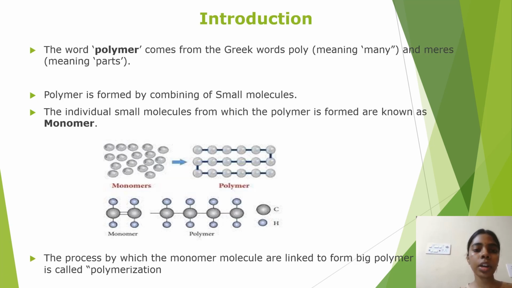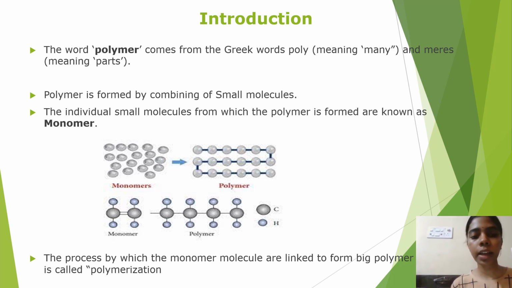Introduction. The word polymer comes from the Greek words "poly", meaning many, and "mers", meaning parts. A polymer is formed by combining small molecules. The individual small molecules from which a polymer is formed are known as monomers. The process by which the monomer molecules are linked to form a big polymer is called polymerization.